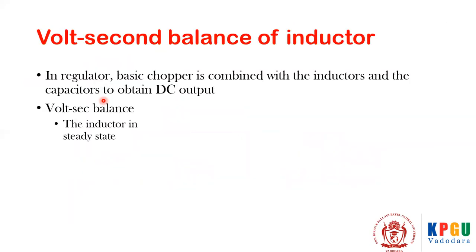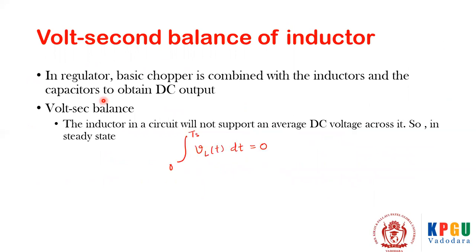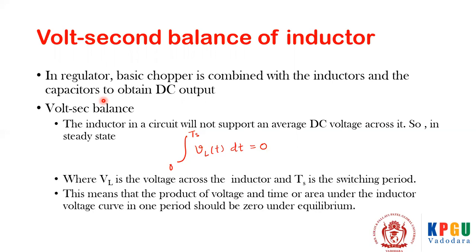So volt second balance, we have already discussed this concept: there is going to be a large inductor in this circuit, and when a steady state or equilibrium is achieved, the voltage across the inductor over a period of 0 to TS is going to be, the average of it is going to be 0, or you can say the area under the voltage with respect to time curve over one period is going to be 0. So that is the principle which we are going to use to derive the output equation of the buck converter.